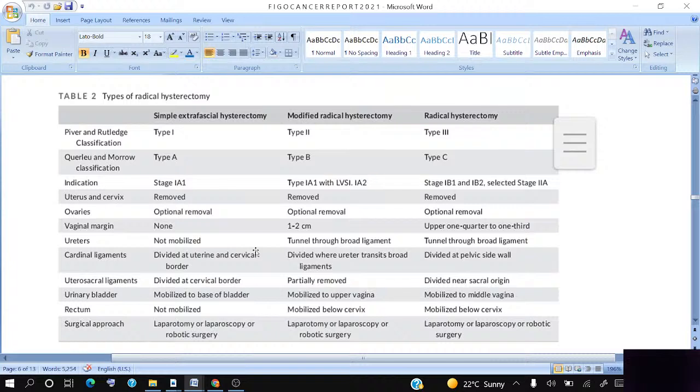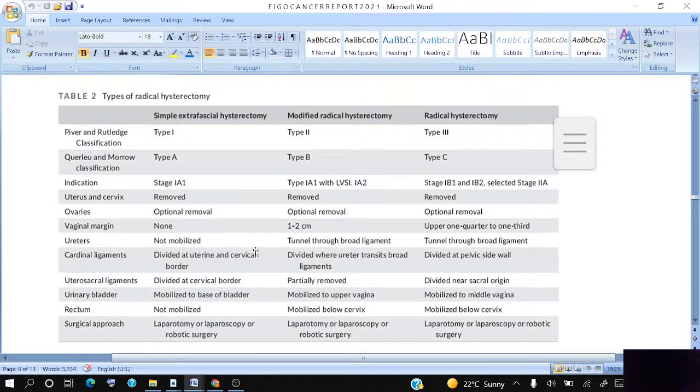Ureter, okay. The ureter is said to be not mobilized, but here type B will be tunneled through the broad ligament, and the tunnel through the broad ligament is in both type 2 and 3. So the cardinal ligament, the deviating ureter, and the cervical border. B is dividing whether the ureter transits with the broad ligament, but here in type 3 it will be divided, and the pelvic side wall is going to be divided.